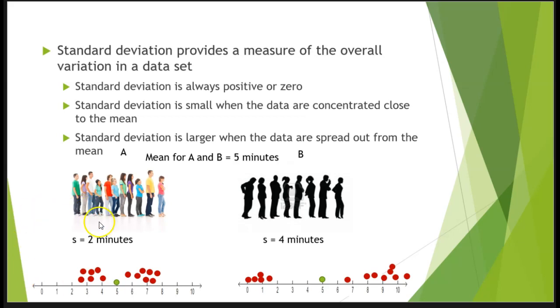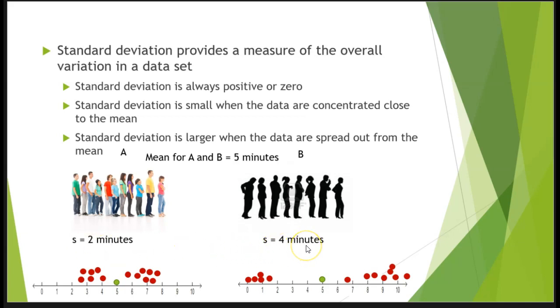So here's supermarket A, here's supermarket B. The average wait time at both supermarkets, or the mean, is 5 minutes. At supermarket A, the standard deviation for the wait time is 2 minutes. And at supermarket B, the standard deviation for the wait time is 4 minutes.